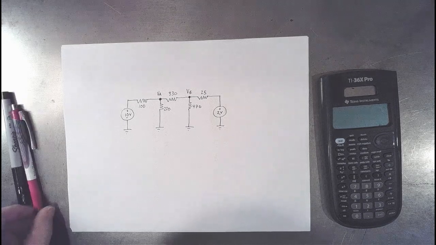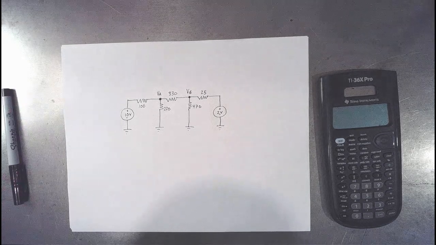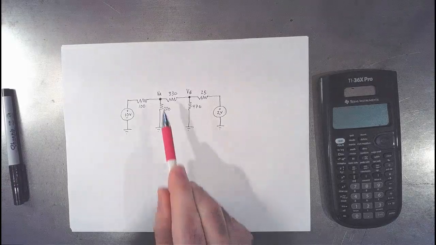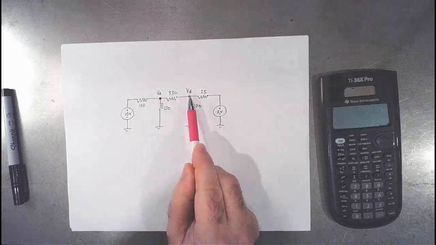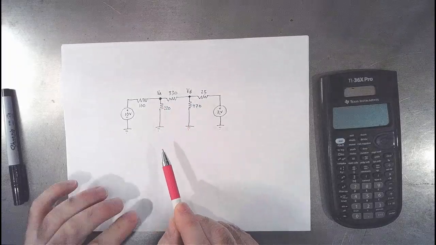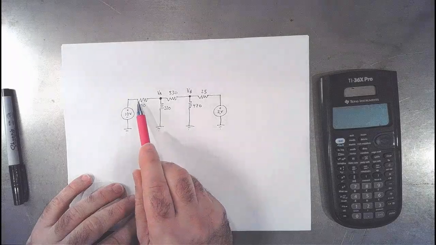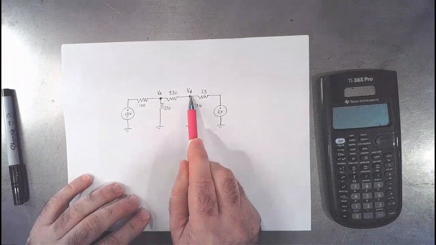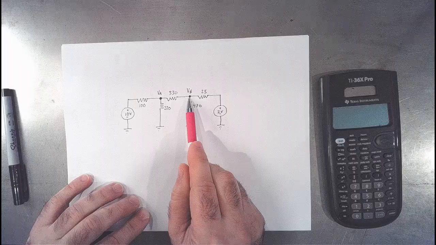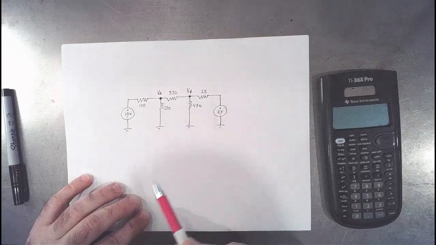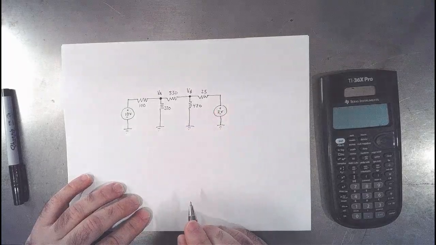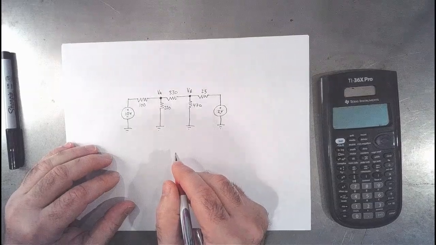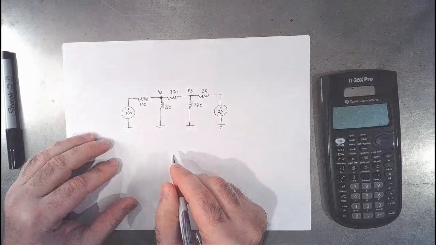Hey guys, so for this problem here, we are going to use nodal analysis to solve for voltage A and voltage B. You can see here that if we know the voltage here and we know the voltage here, then it's pretty easy to figure out what the current is anywhere in this circuit. So let's get started.